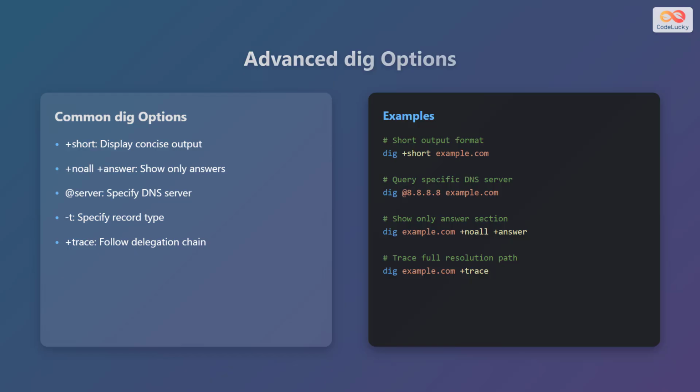the domain name. For example, to get a short output for example.com, use the command dig +short example.com. To query a specific DNS server, like Google's public DNS server at 8.8.8.8, type dig @8.8.8.8 example.com. To see only the answer section, use dig example.com +noall +answer. To trace the full resolution path, use dig example.com +trace.